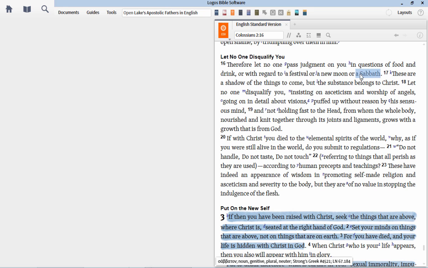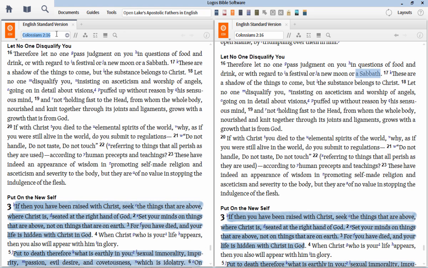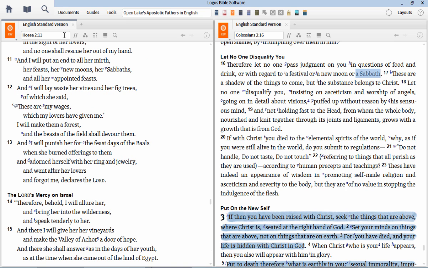Well, the way to find out is, is Paul making some kind of quotation from the Old Testament here? And yes, he is. If I open another text here, and if we go to Hosea 2:11, we see that, oh yeah, wow, look at this. He is quoting the Old Testament, Hosea 2:11. That God wants to put an end to all Israel's feasts, new moons, and Sabbaths. Feasts, new moons, and Sabbaths. This is a quotation.